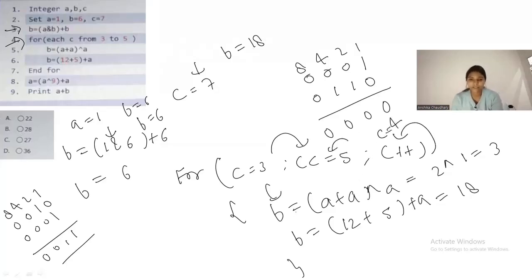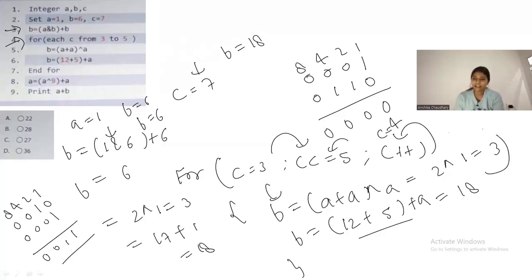It will again update the value of v by the same operation, right? So the same operation: a plus a XOR a. So the a value was never updated. So it will become 2 XOR 1. So it will give us again 3, right? Now again it will change the value of v. So it will become 12 and 5, that means 17 plus a. a was 1 only, so it will become 18 only, right? So v is now again 18, so it will again increase the count of c.